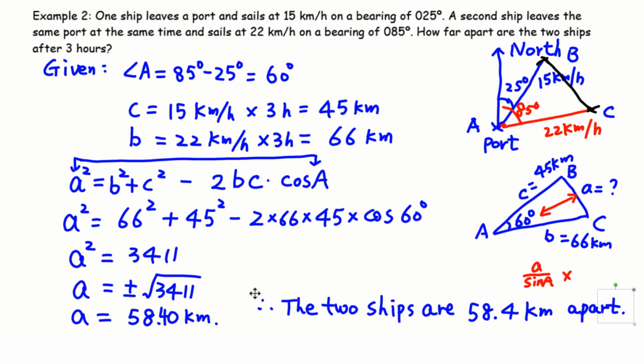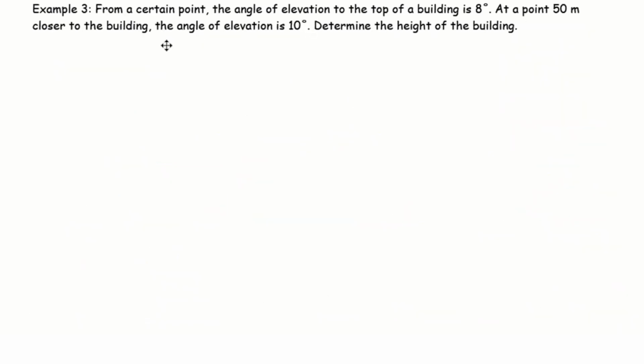So now we are going to see the next. Question 3 is a question with more than one triangle. From a certain point, the angle of elevation to the top of a building is 8 degrees. At a point that is 50 meters closer to the building, the angle of elevation is 10 degrees. It asks you the height of the building.